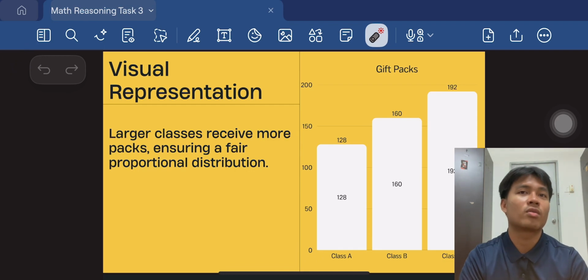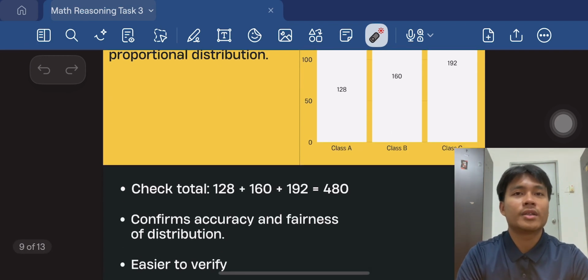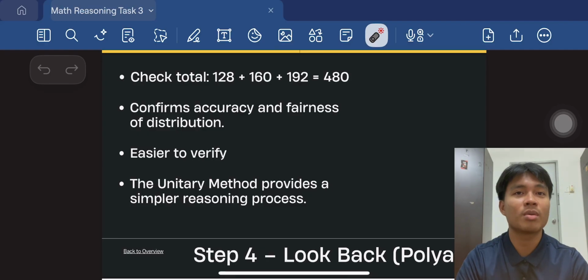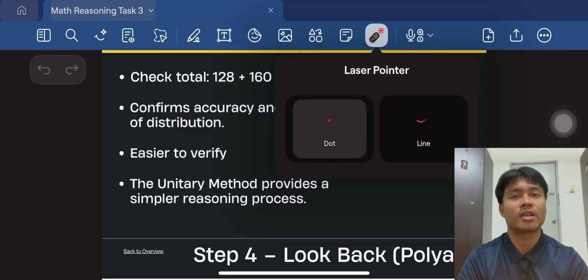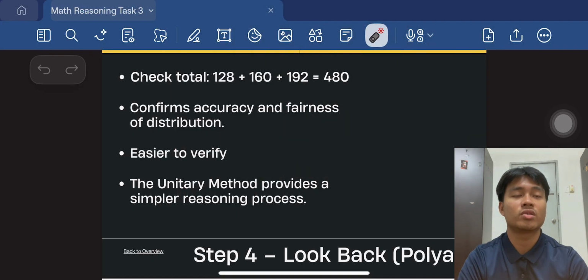Next, step 4, look back. This step is all about reflection and checking. So when I add up all the gift packs again, 128, 160 and 192, the total is still 480. That confirms my calculation is accurate. What I like about the unitary method is how easy it is to verify. Since it starts from one student's share, the logic follows nicely. It's simple to track and simple to prove.